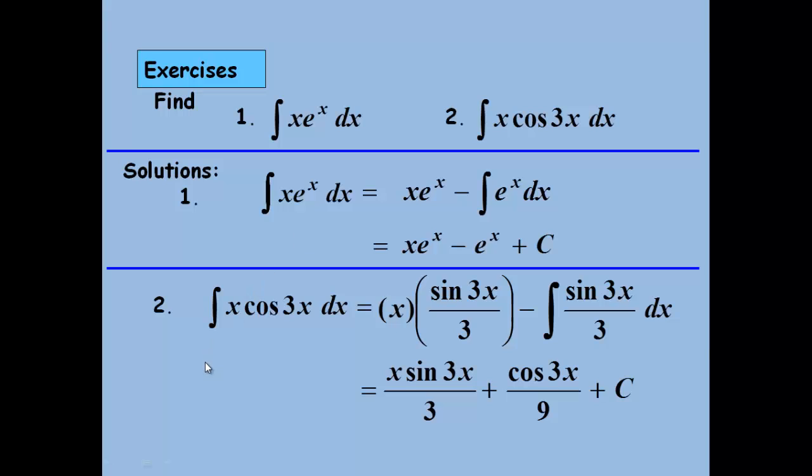So if you're successful with those, you're ready to move on. If not, go back over it, make sure you understand. It really is just following the process, very much like the product rule and the quotient rule. Write out your u, write out your dv dx, differentiate the u, integrate the dv dx, stick everything in the formula.